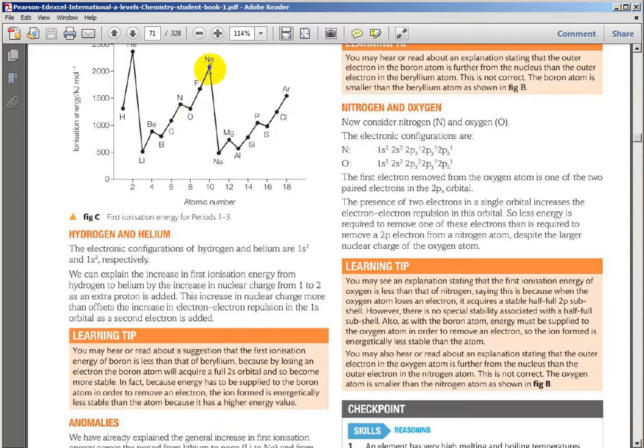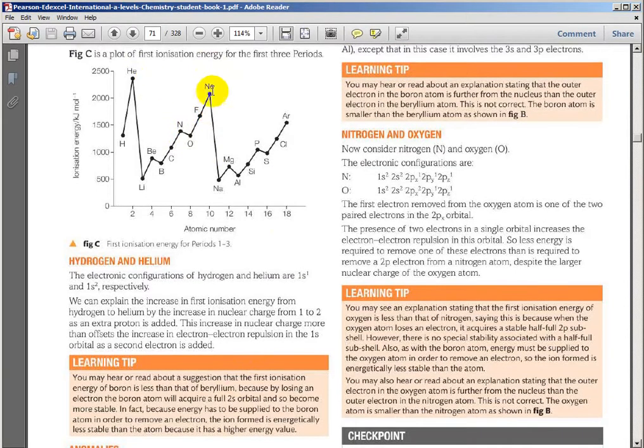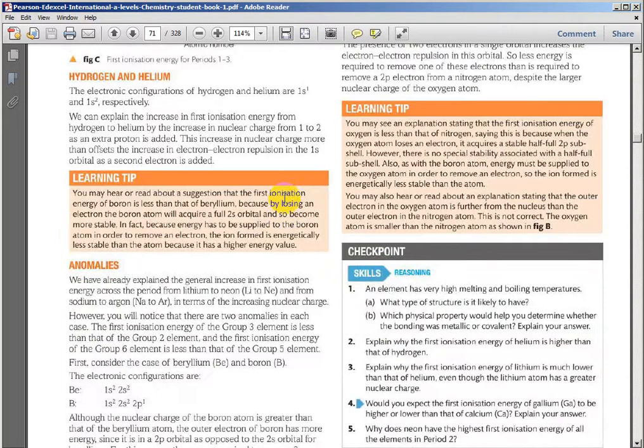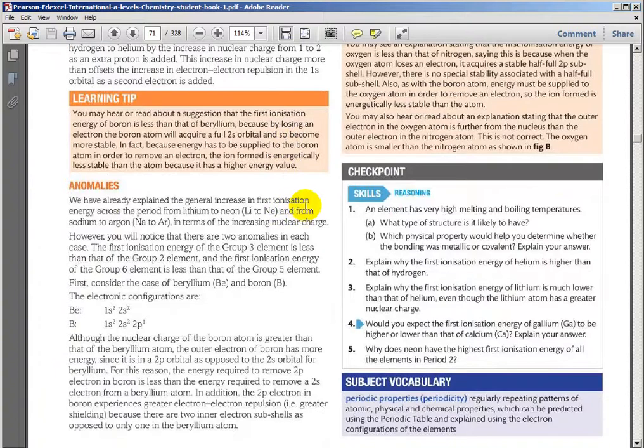Then fluorine, neon. Neon has a full octet and is more stable. For noble gases, removing an electron from the outermost shell requires a lot of energy, so noble gases have the highest ionization energy. Okay, so this topic is done.